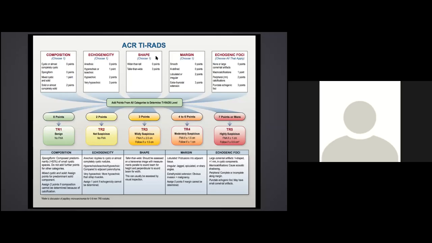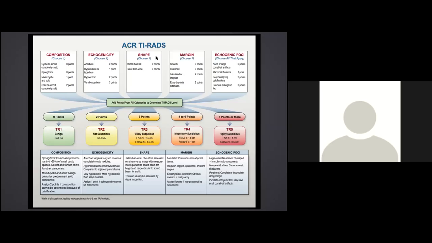And then the margins: if it is smooth, 0 points. If it's ill-defined, 0 points. If it is lobulated or irregular, it's 2 points. And of course, if there is extrathyroidal extension, the nodule gets 3 points. And then with the last one, echogenic foci, you choose all of these that apply. If there is none, or large comet tail artifacts, like Siddharth mentioned, these are generally benign, so it's 0 points.